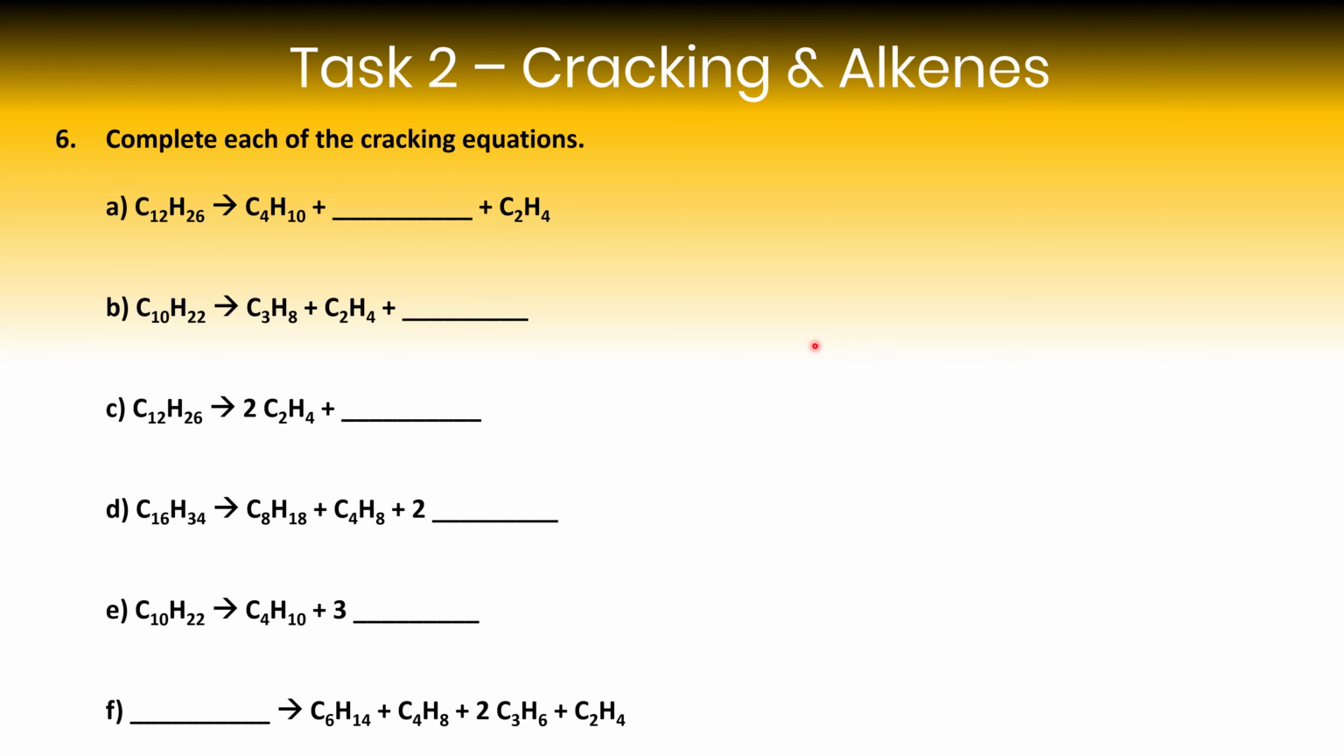The first one, A, you should have got C6H12. For B, you should have got C5H10. For C, you should have got C8H18. D was C2H4. E was C2H4 as well. And then finally for F, we had to work out what the reactant was. You should have got C18H38.